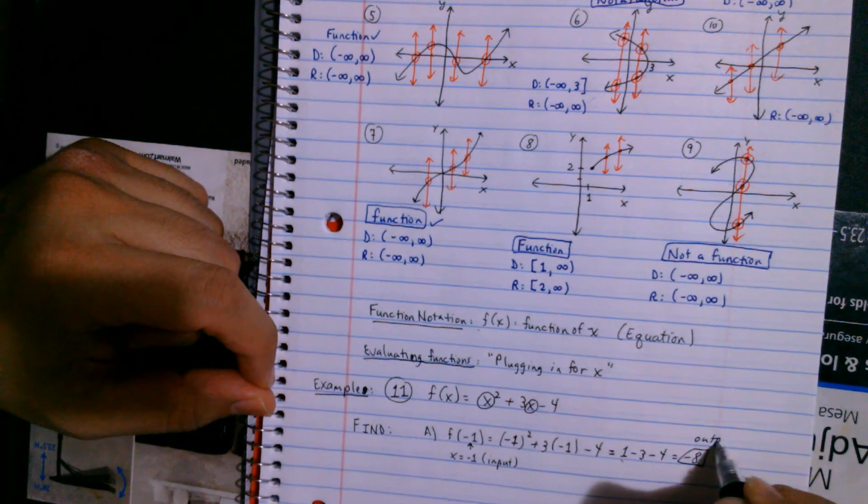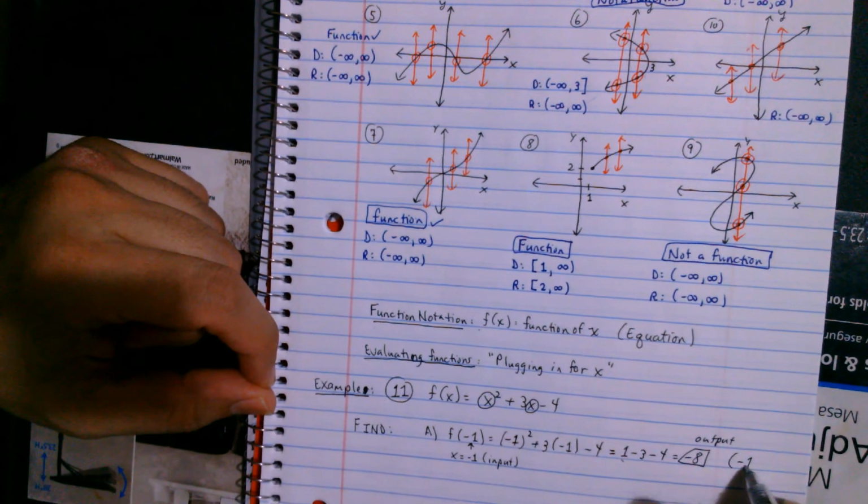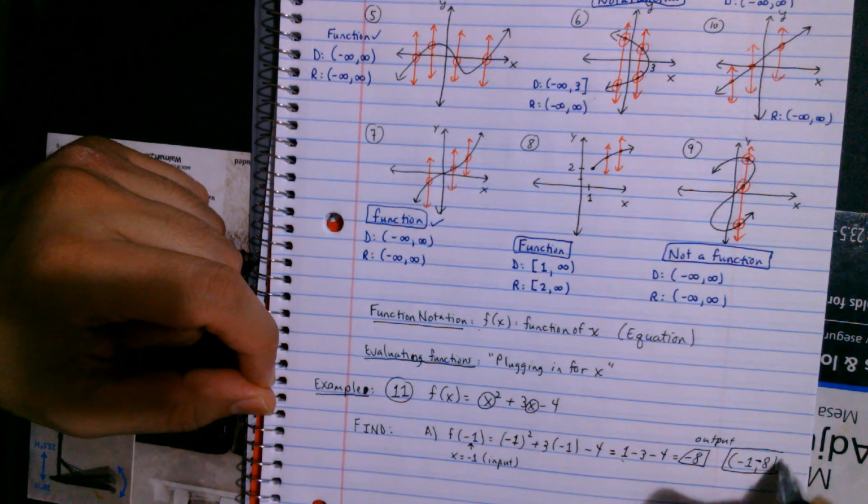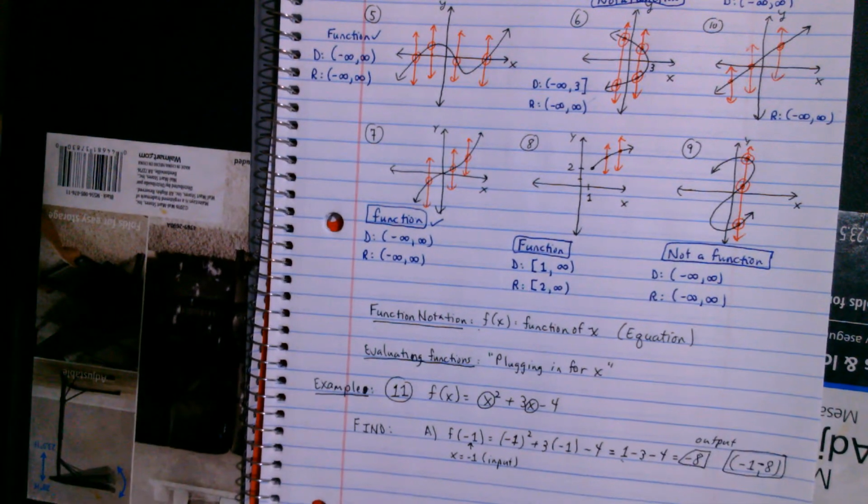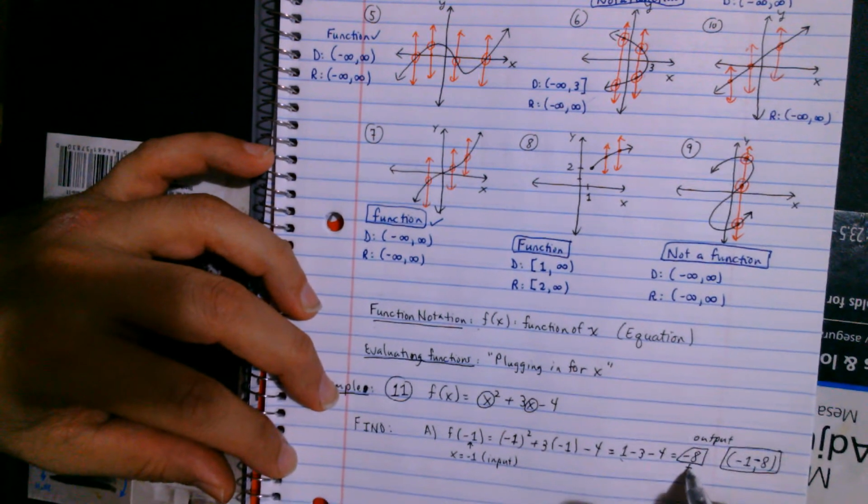This is your output. So some people would put this in a coordinate and say when x is negative 1, y is negative 8. Essentially how they look at it. But we're looking just for the output.